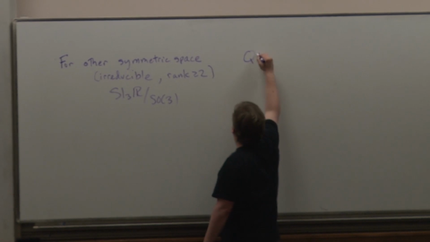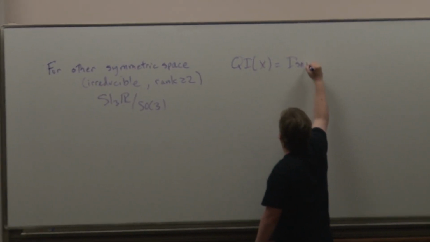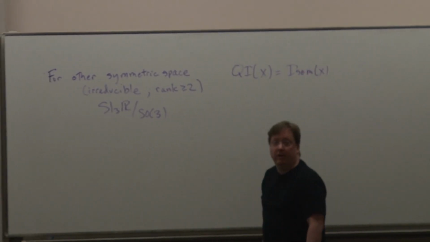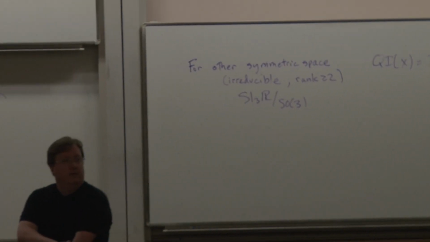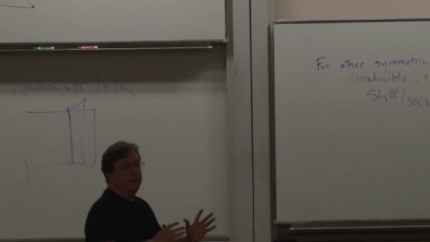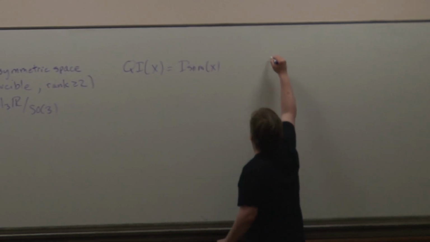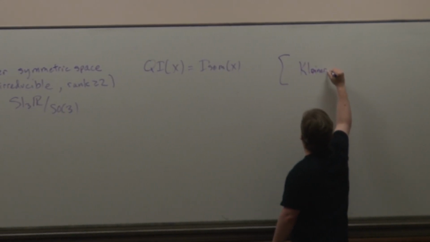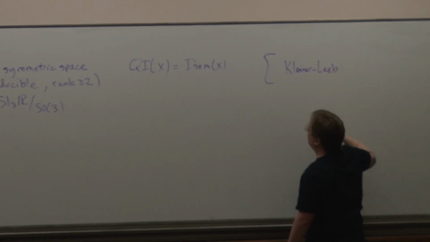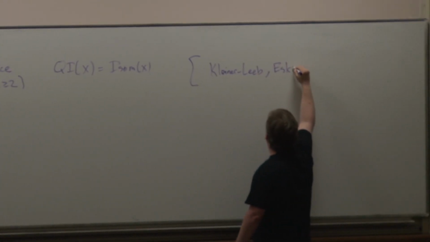In fact, the quasi-isometry group is the isometry group. And every quasi-isometry is on the nose already at bounded distance from an isometry. There's no flexibility whatsoever.